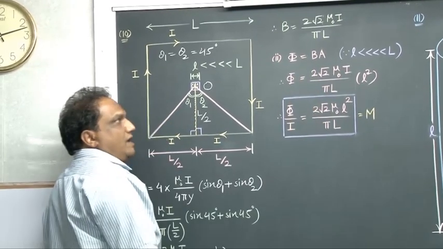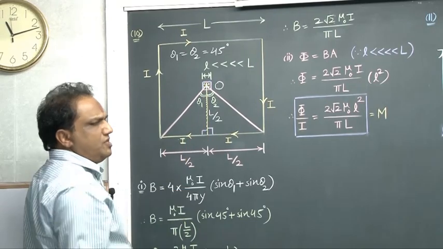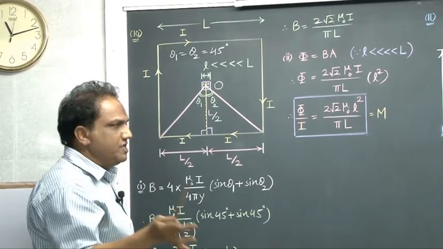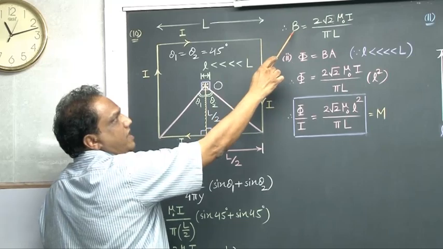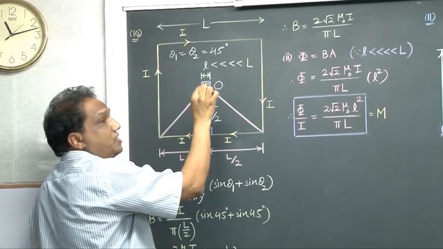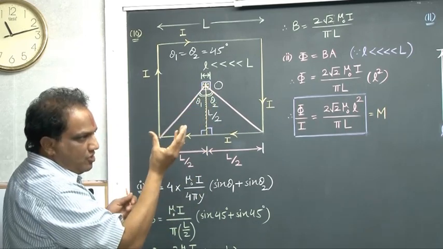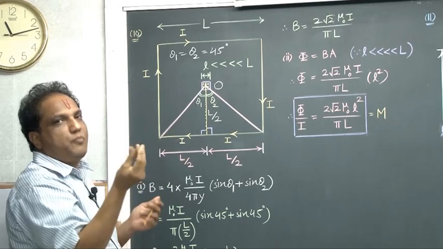Fine. And now tell me, because this smaller square frame is very small, you can say almost the same magnetic field will persist at each of the points on the cross section of this small frame. Because this frame is very small, you can just consider it as if it is point like.